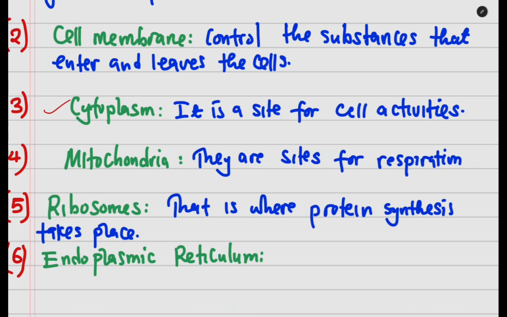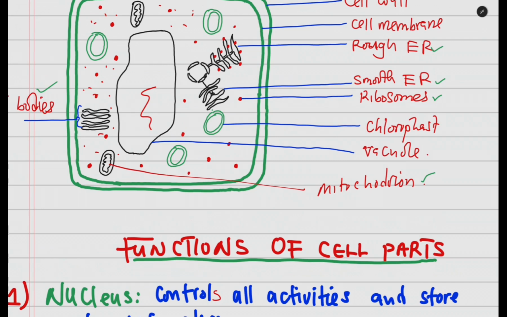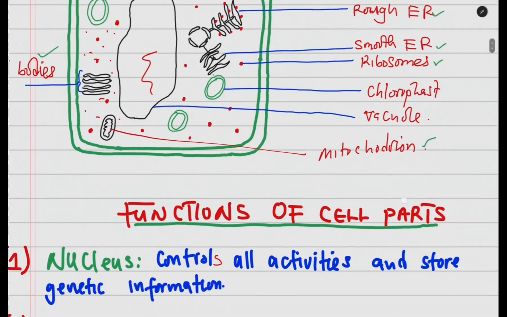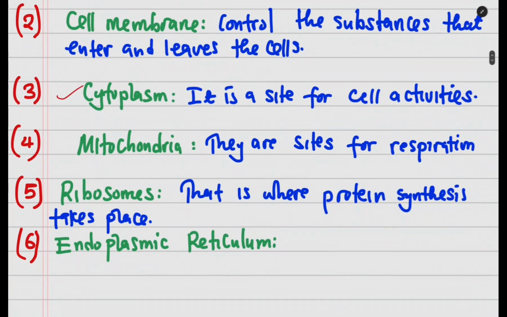Then the other part that we can look at is ribosomes. Ribosomes are these red dots that I've put here. Ribosomes can be found freely suspended in the cell or on the surface of the endoplasmic reticulum. We are going to look at the endoplasmic reticulum soon. What is the function of the ribosomes? That is where protein synthesis takes place. As we go higher in biology, you're going to look at the process of protein synthesis, quite an interesting part of biology.